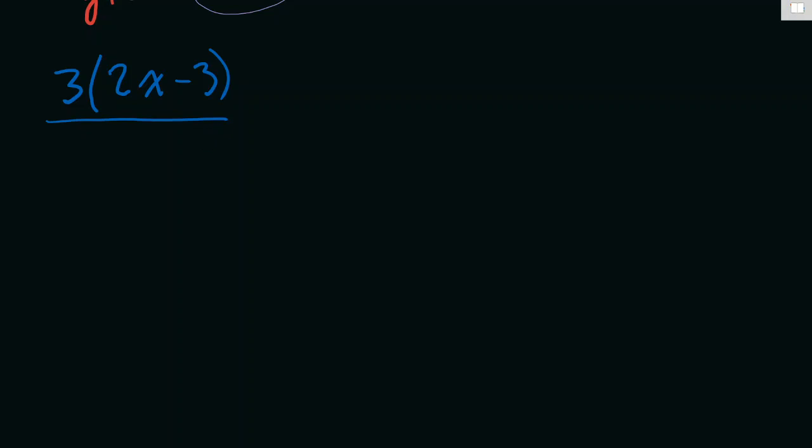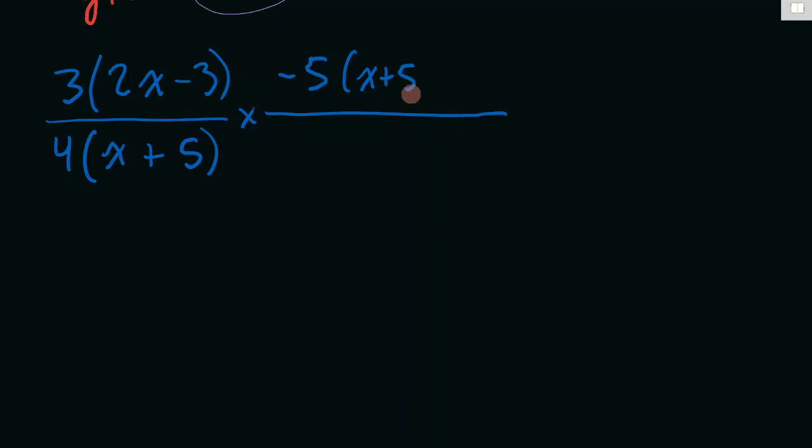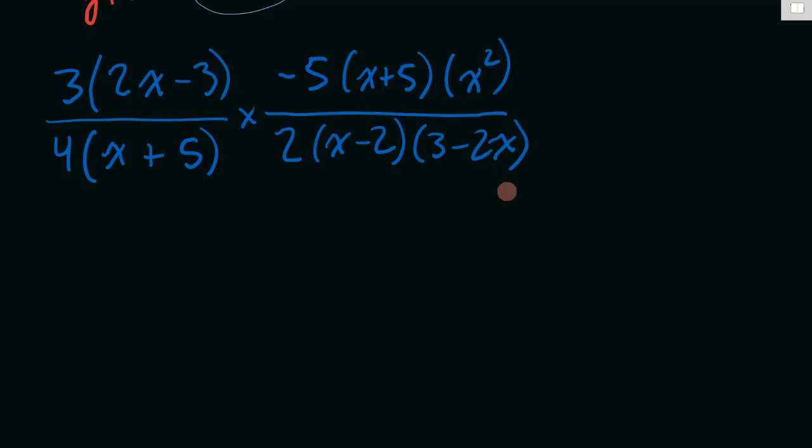So let's do 3 of 2x minus 3 over 4 of x plus 5 times, let's do negative 5x plus 5x squared over 2x minus 2 and 3 minus 2x.